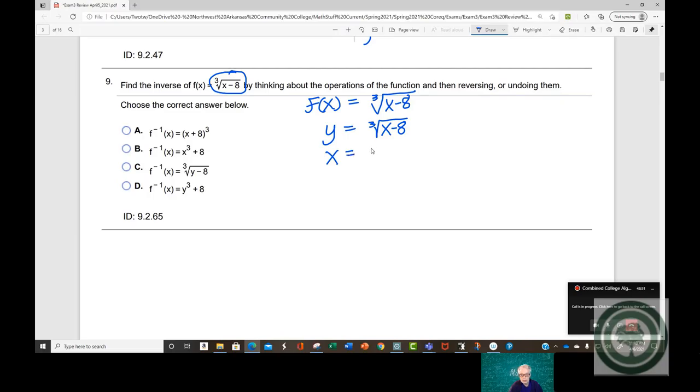And y equals the cube root of x minus 8. And x equals the cube root of y minus 8. Now y and minus 8 are trapped under that radical. So I'm going to have to cube both sides in order to liberate the y. Oh, okay. I was going to try to get away without proving to you that it's true, because I've done it before, but what the heck, let's do it.